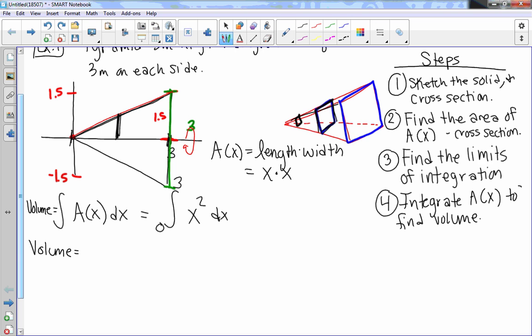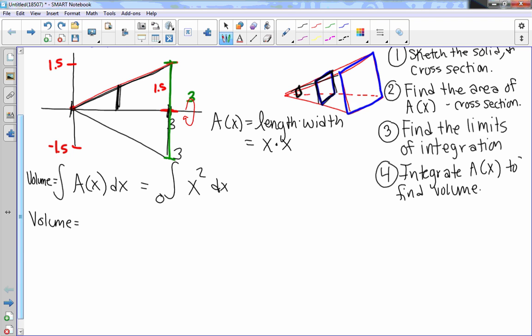1/3 times 3 cubed, right? Minus 0. You can do that without a calculator, right? 27 divided by 3 is 9. But volume means meters cubed. And look how we increase: when we're at squared, the square is two-dimensional, now we're cubed. Increase the power each time.